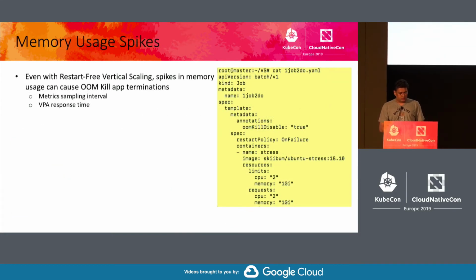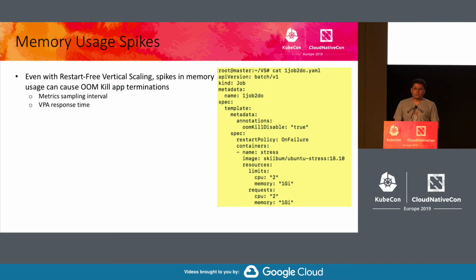Coming to memory usage spikes. So even with this feature, you could have your pods getting out of memory killed. This can happen for a few reasons. There is a certain sampling interval from the metrics API, which is, I believe, 30 seconds. And there is a lag with VPA response as well. So if your memory is really spiking, which happens at the start of the application or maybe at the tail end, you could potentially have your app killed before the VPA has had a chance to resize it.